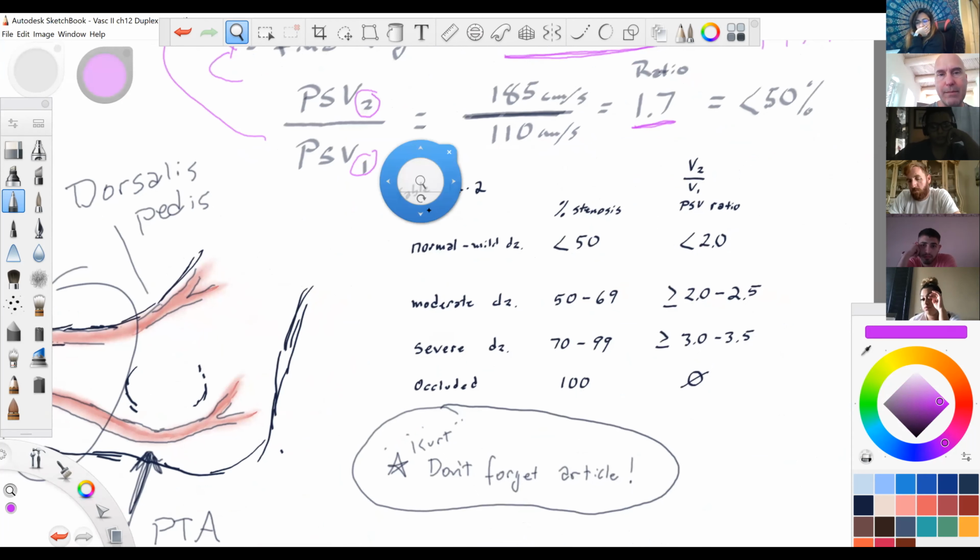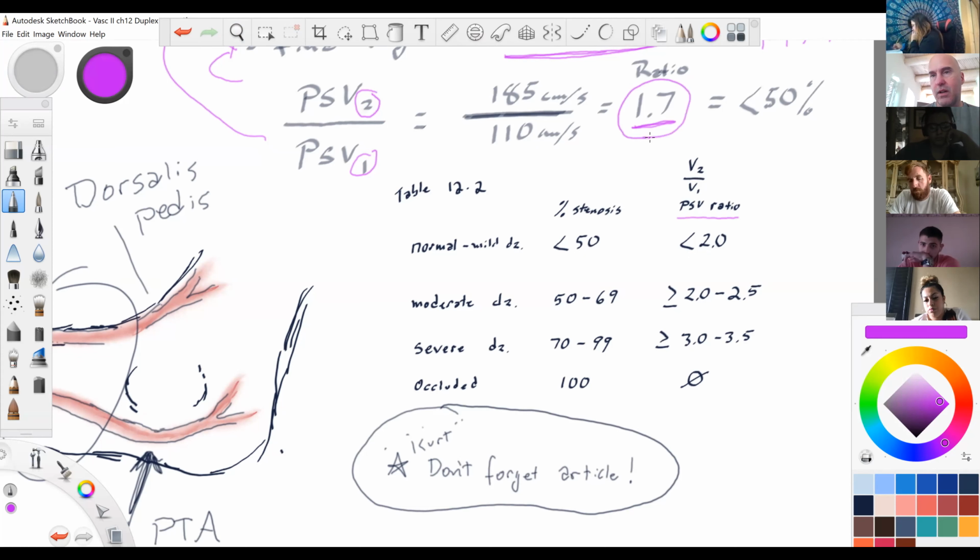I kind of rewrote table 12.2 here. So if we have a peak systolic velocity ratio, I guess that's what it's called, the PSV ratio, of less than 2, then the stenosis is less than 50%. So 1.7 is definitely less than 2. I said the stenosis is less than 50%. If it is equal to 2 to 2.5, we were talking about moderate disease, and the stenosis itself is around 50 to 69%.